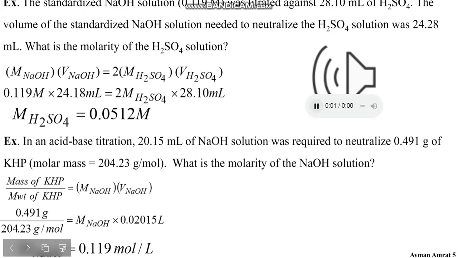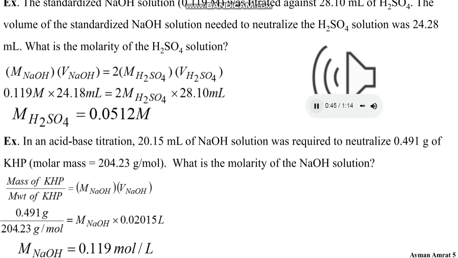Example: the standardized NaOH solution, with a concentration of 0.119 molar, was titrated against 28.1 ml of H2SO4. The volume of standardized NaOH solution needed to neutralize the H2SO4 was 24.28 ml. What is the molarity of the H2SO4 solution? From the molarity and the volume of NaOH, you can calculate the number of moles of NaOH and convert to the number of moles of H2SO4 according to the ratio 1 to 2 from the balanced equation. You can then calculate the molarity of H2SO4.